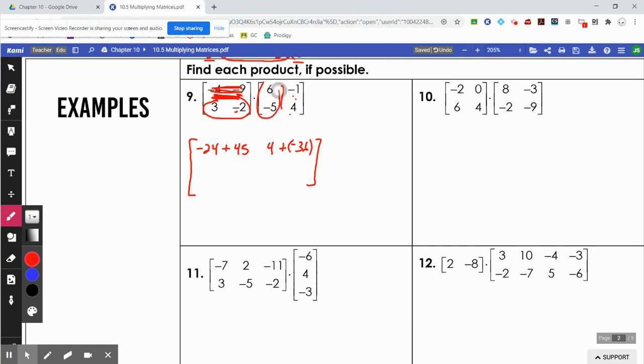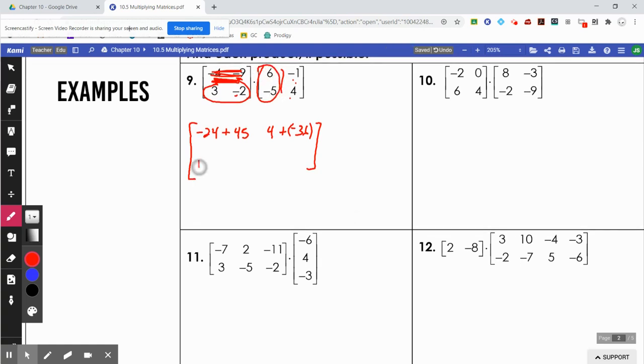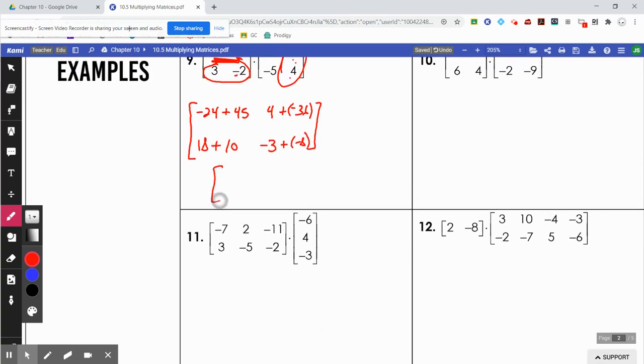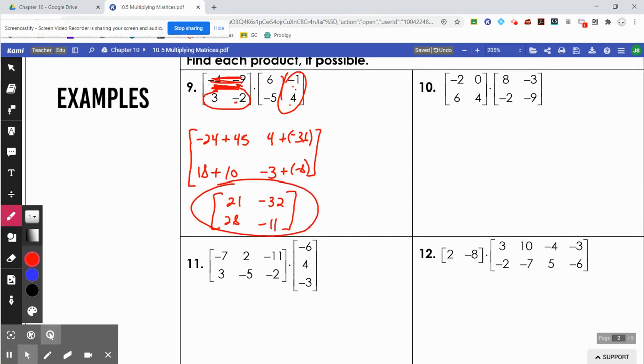Second row, first column, 3 with 6, -5 with -2. 3 with 6 gives you 18. -2 with -5 gives you 10. Second row, second column, 3 with -1. -2 with a +4, so that's going to be plus -8, and then simple cleanup. That gives you 21, -32, 28, and -11. There's your final answer.